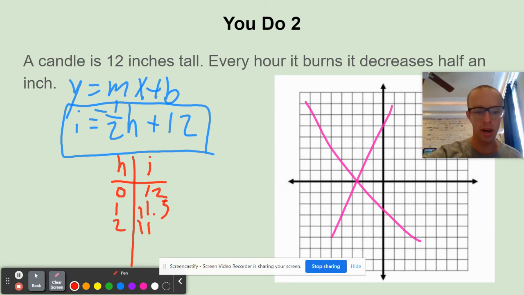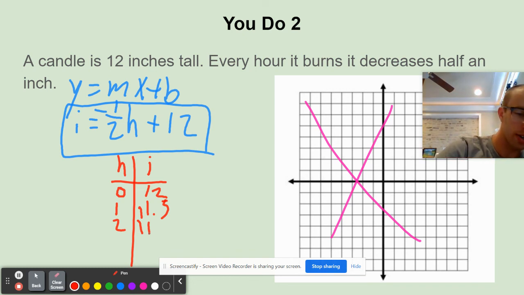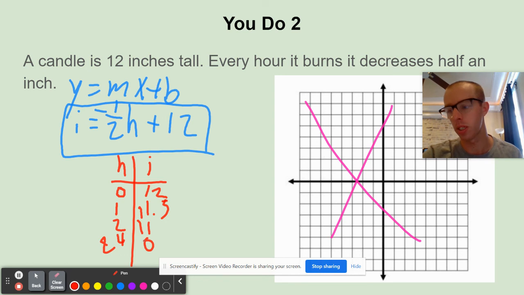It's going to go down and down and down all the way after 24 hours. After 24 hours, it would reach 0. The candle would burn completely out after 24 hours if you left the candle burning all day.